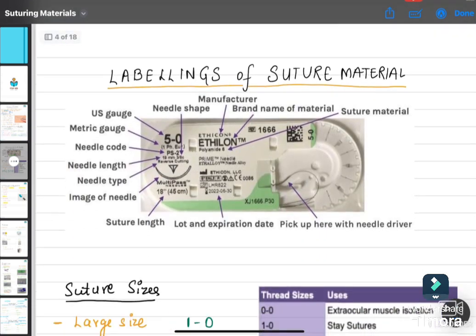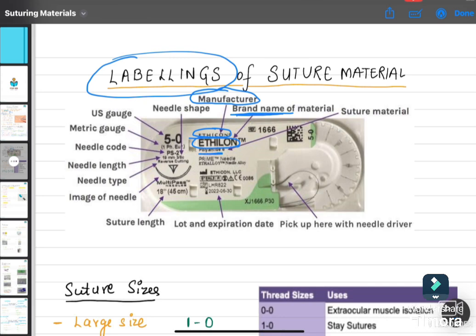Now this is the labelling of suture material. So let's see here, this is ethicon, this is the manufacturer name, and this is the brand name of the material. Now this small thing which is written just below the brand name is the suture material. What is the content? This is polyamide, and likewise other sutures.